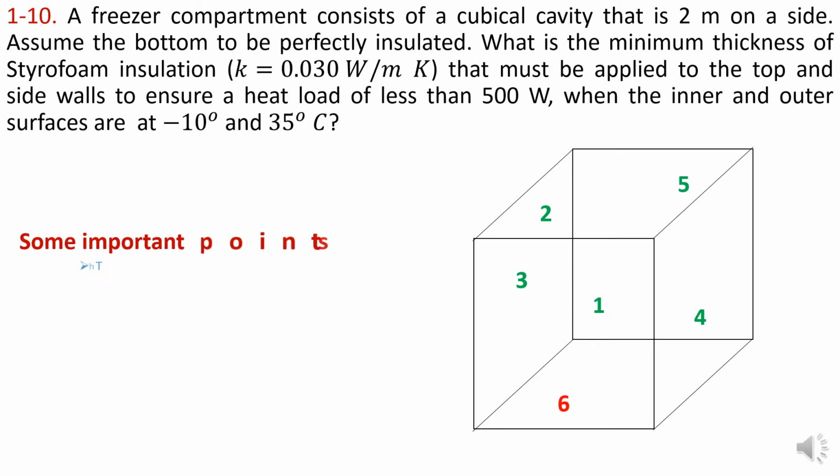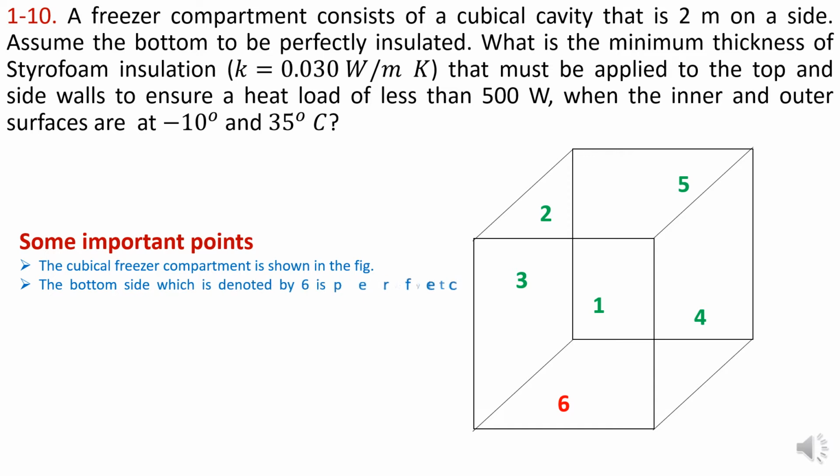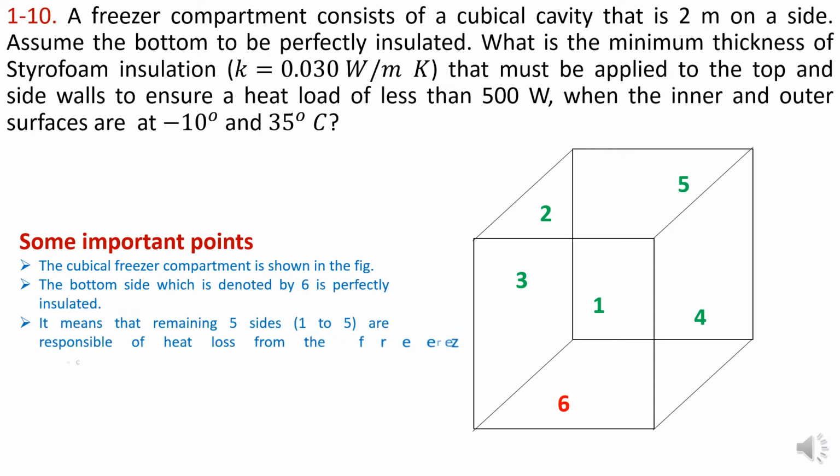If the inside temperature is maintained at -10 degrees centigrade and outside temperature is maintained at 35 degrees centigrade, and we have to ensure that heat loss should be less than 500 watt, then what should be the minimum thickness of the styrofoam insulation, which has a thermal conductivity of 0.030 watt per meter Kelvin?